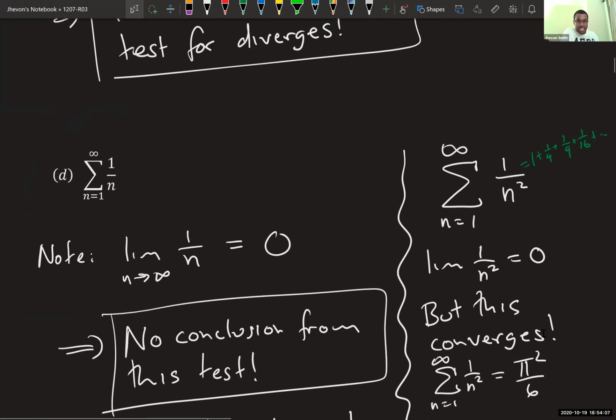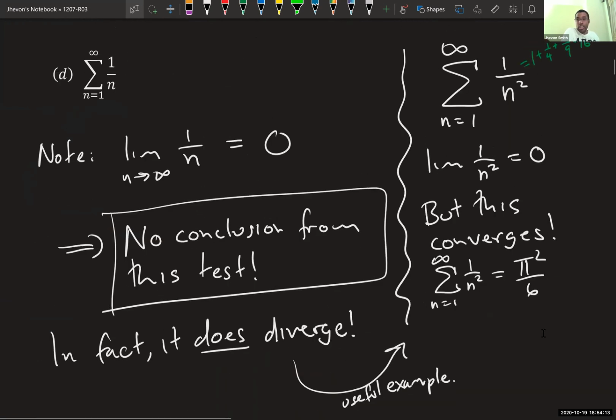If the answer is zero, you cannot make a conclusion based on that alone. You need something else, okay? Because it can go either way. And these are two very famous examples that illustrate that: the harmonic series on the left and the squared of the harmonic series on the right.